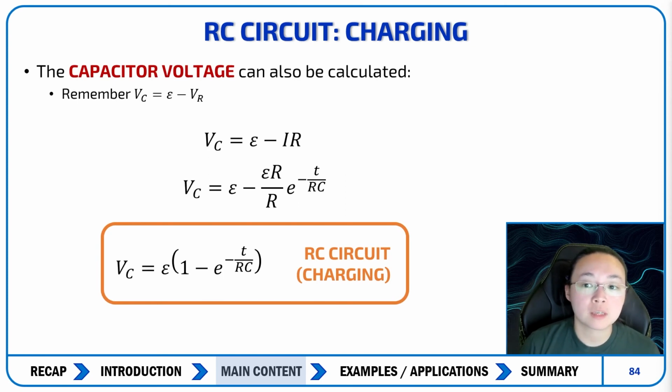So in terms of the capacitor voltage, we can also calculate that because we know that the voltage is going to be equal to the provided amount from the source minus the voltage from the resistor. So we have VC equals epsilon minus IR, and IR we know is going to be given by this. So afterwards, we can rearrange and solve for the voltage of the capacitor, which is equal to epsilon times 1 minus that time constant.